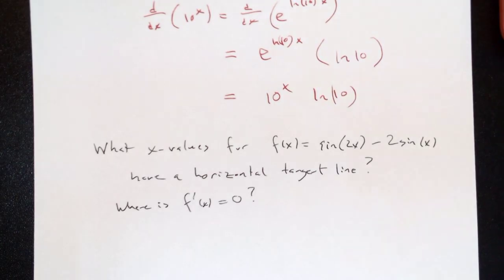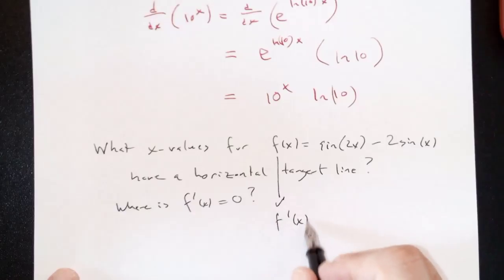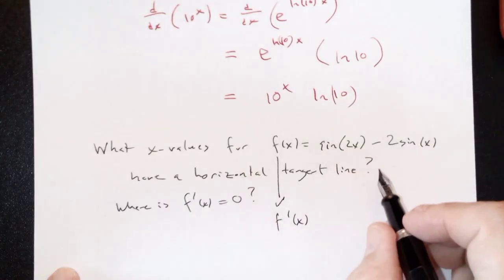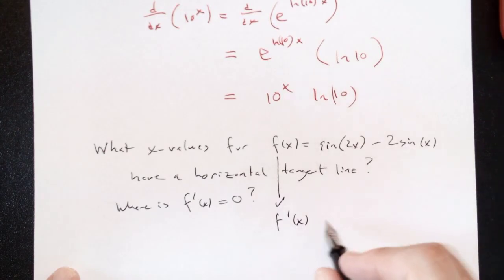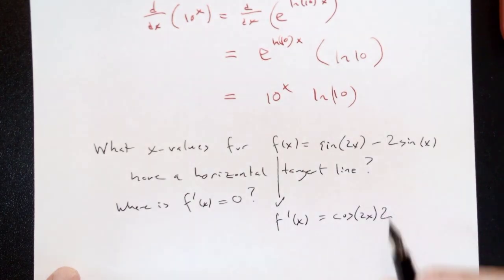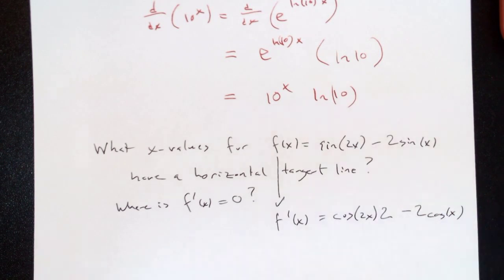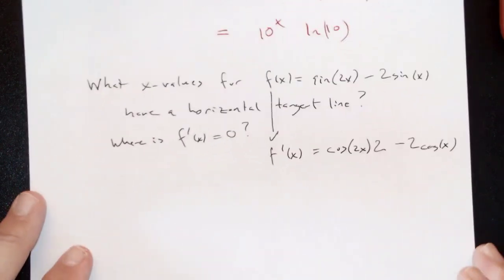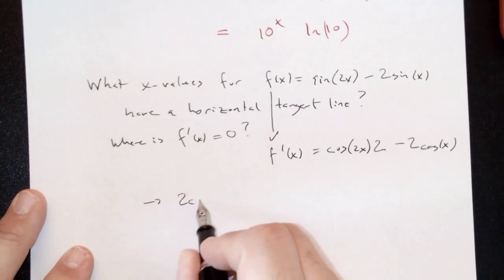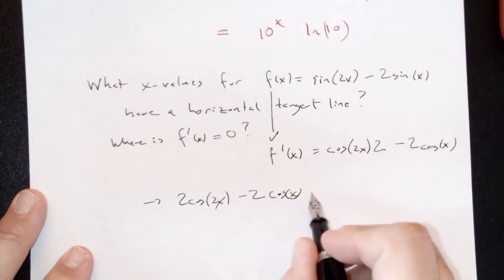But you know how to take the derivative of this. What is f prime of x in this case? The derivative of sine is cosine. Here it's cosine of junk with a 2. That's the chain rule. Derivative of sine is cosine. So really, I want to know 2 cosine 2x minus 2 cosine x equals 0.